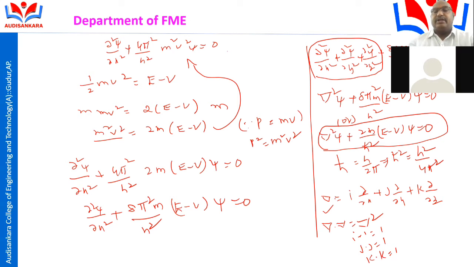Then correspondingly del square psi means the same product is implemented, and it is dou square psi by dou x square plus dou square psi by dou y square plus dou square psi by dou z square plus 8 pi square m by h square into E minus V into psi is equal to 0. This is called Schrodinger's time independent wave equation. My dear students, it is very, very important from the examination point of view, it is asked several times.